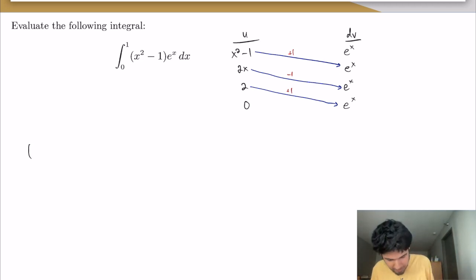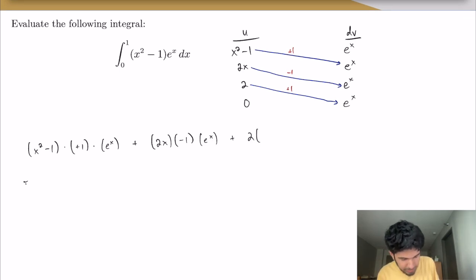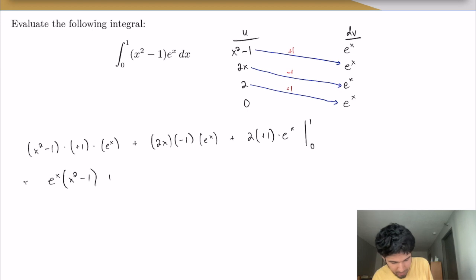So the first term will be x squared minus 1 times positive 1 times e to the x. Then we're adding to that 2x times negative 1 times e to the x. And then we have 2 times positive 1 times e to the x. And all of this is being evaluated from 1 down to 0. Let's clean this up a little bit. So we get e to the x times x squared minus 1 minus 2x e to the x plus 2e to the x evaluated from 1 down to 0.